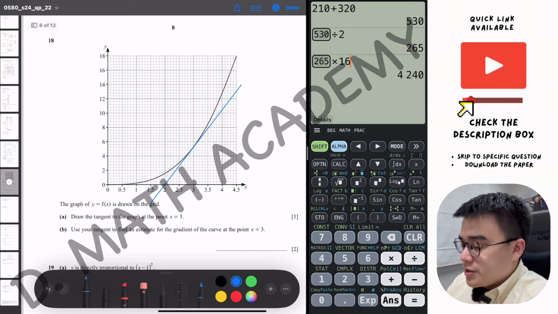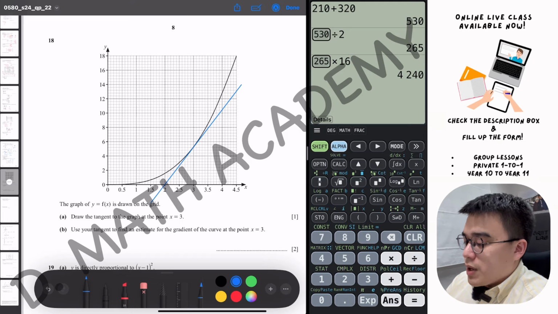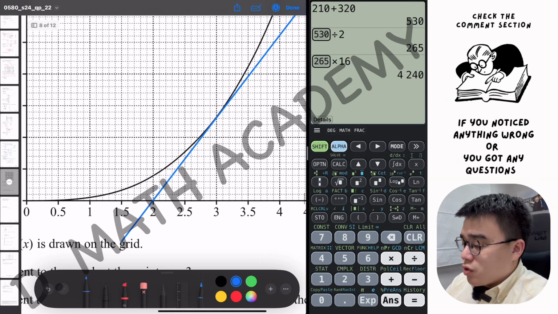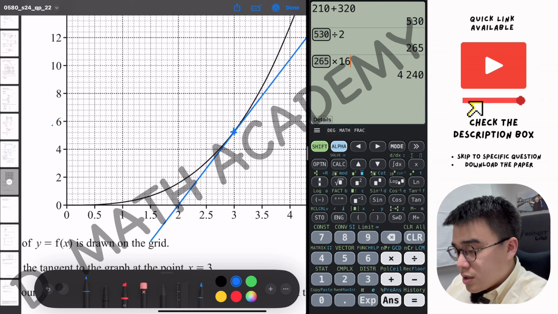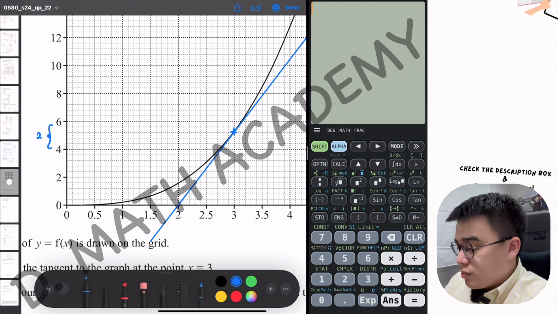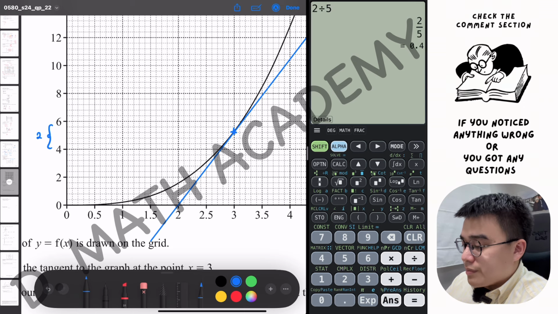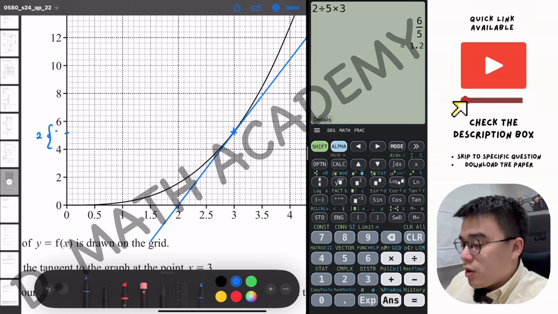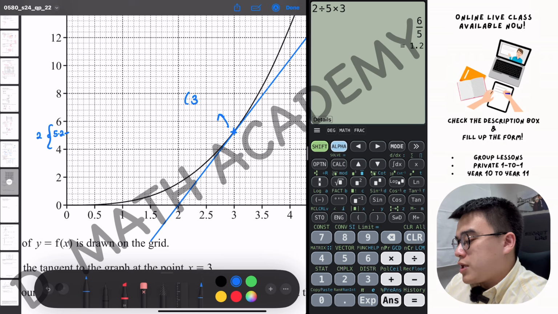Okay, that's my tangent, and then they want us to estimate the gradient. That's quite easy as well. Please, please, please always utilize the point that they ask us to draw. So it was clearly over here. This is actually a gap of 2. So 2 divided by 5, and then we times 3. So this is actually your 5.2. Okay, so we have a first coordinate that goes by (3, 5.2) already.